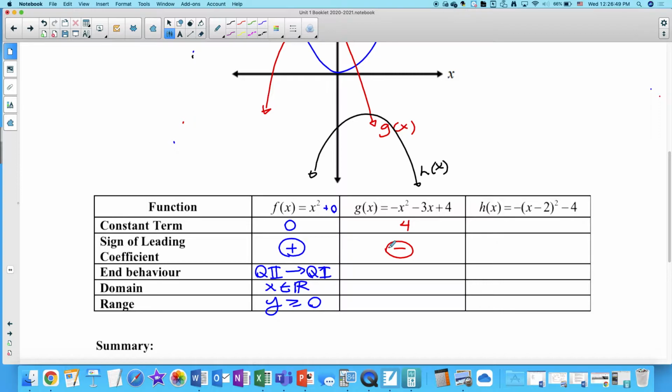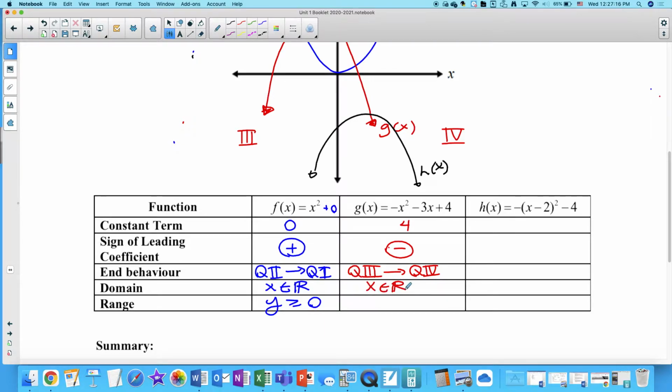If we look at the end behavior for the red graph, it starts in quadrant 3 and ends in quadrant 4. So this is Q3 to Q4. Okay, domain. If I look at this arrow over here, that one horizontally points left, and this one points right. So my domain is that x is an element of the real numbers.